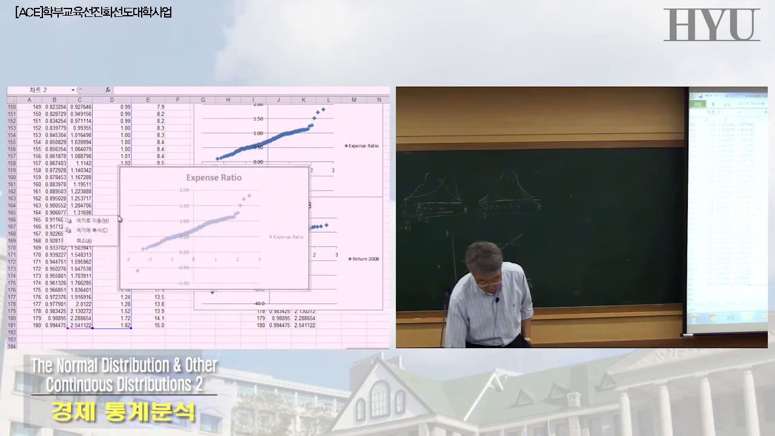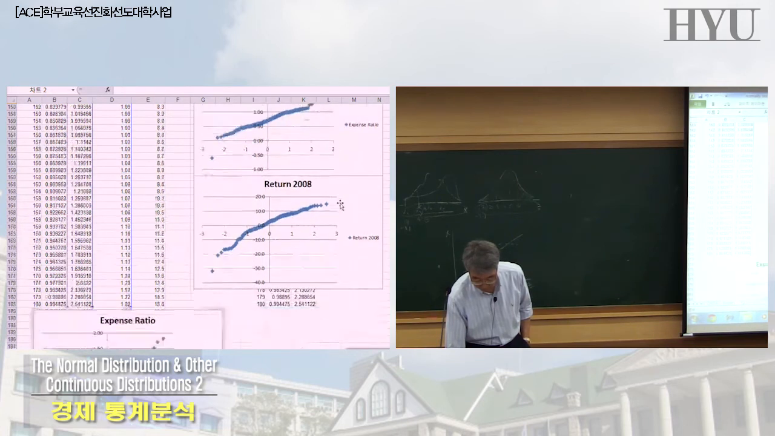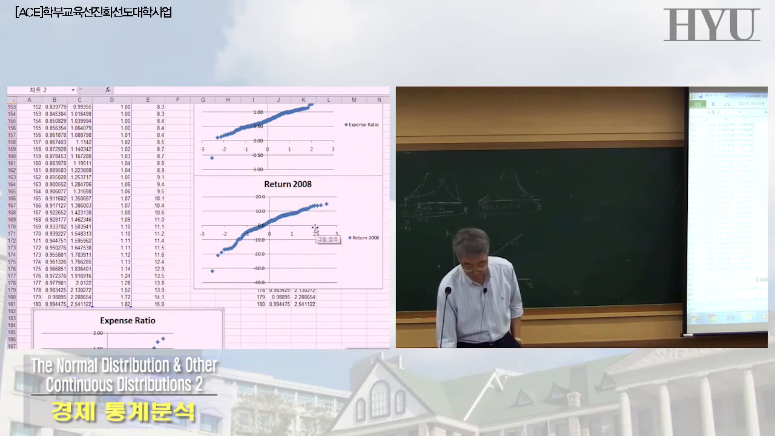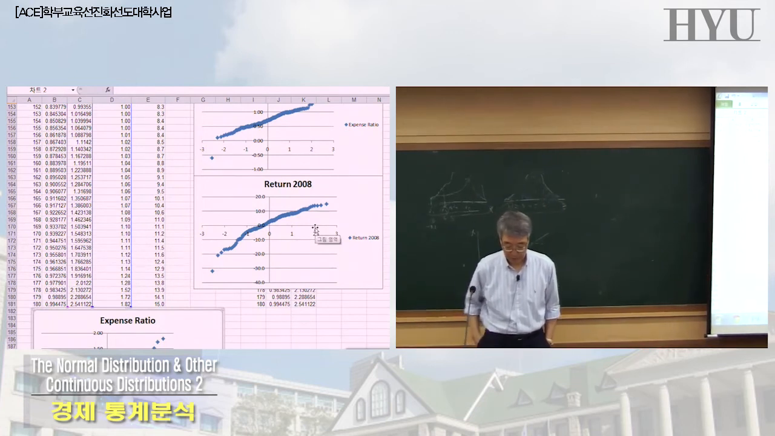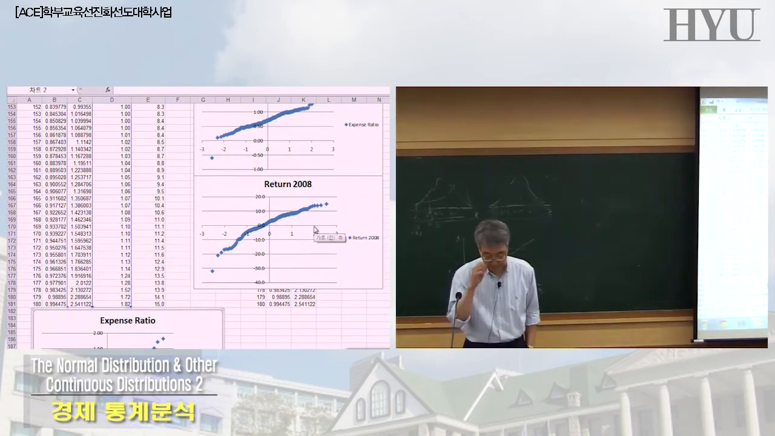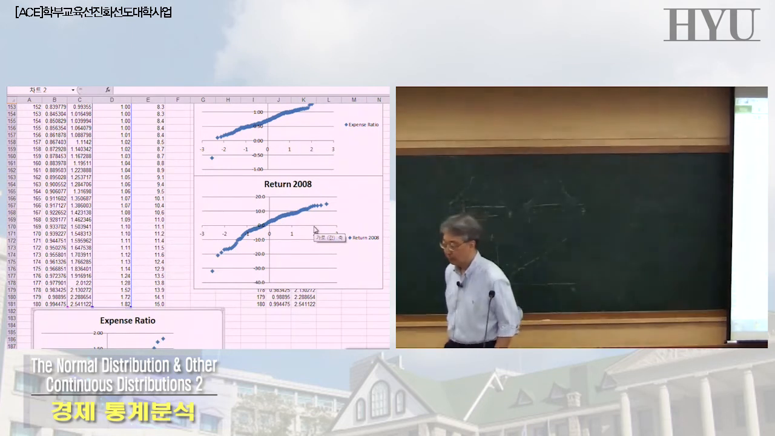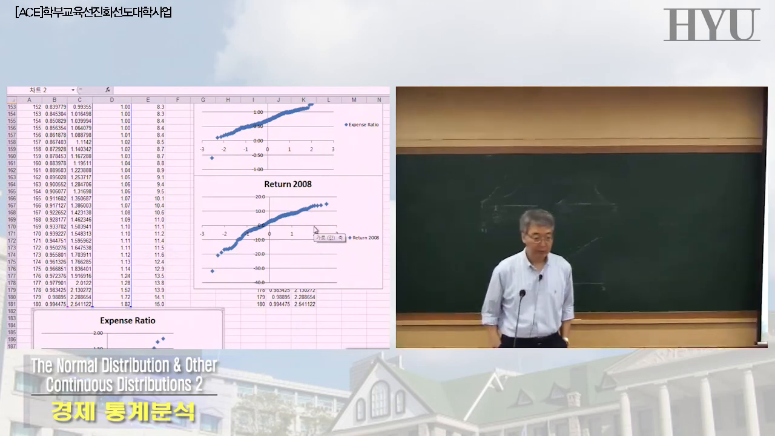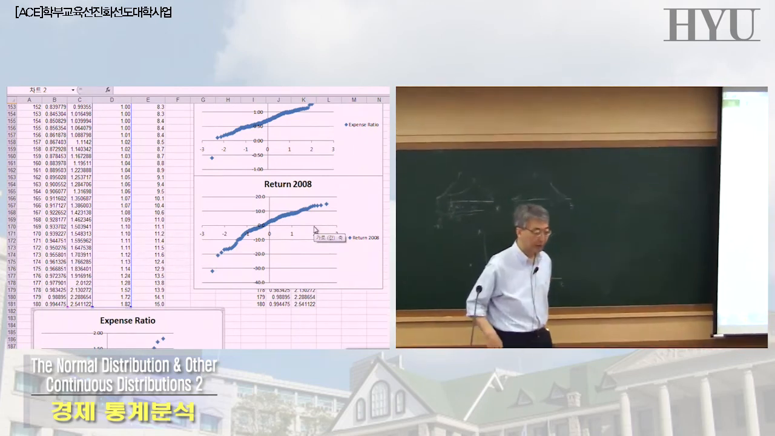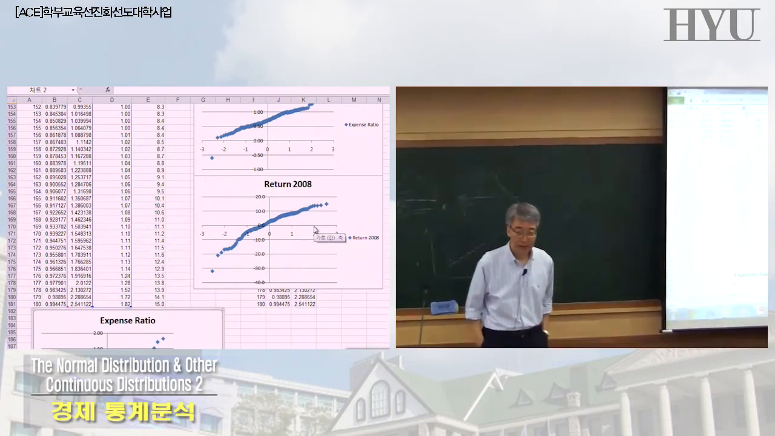How do I get this? I'm trying to cut it out. Anyway, so this is another graph for return 2008, and we already checked that this is not a straight line either. But in reality, when we are dealing with actual variables, it's very highly unlikely that you will actually get a very close straight line.